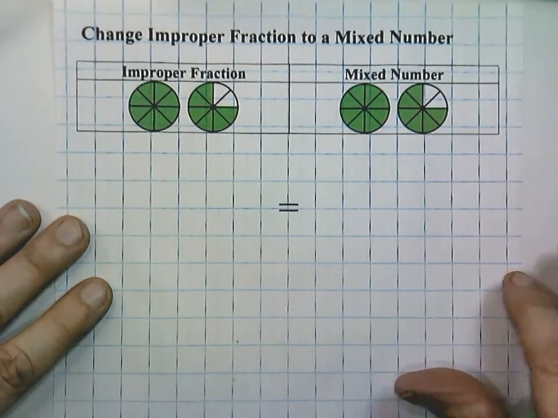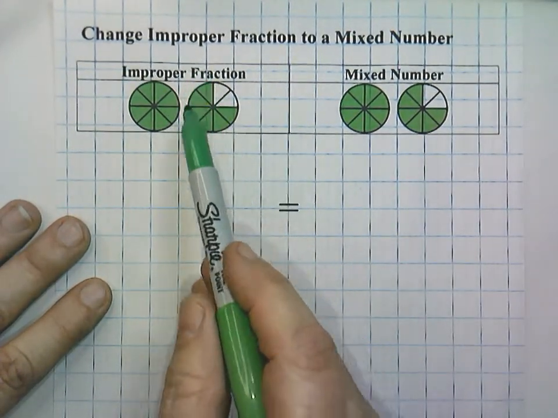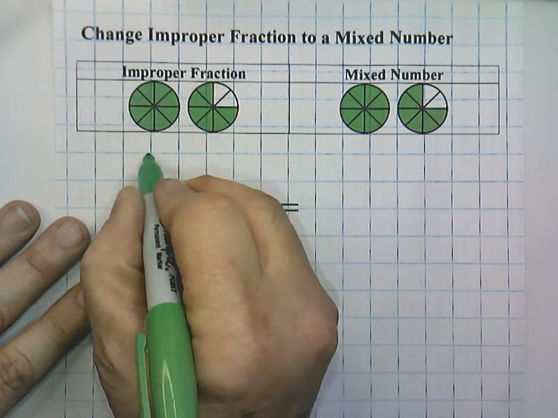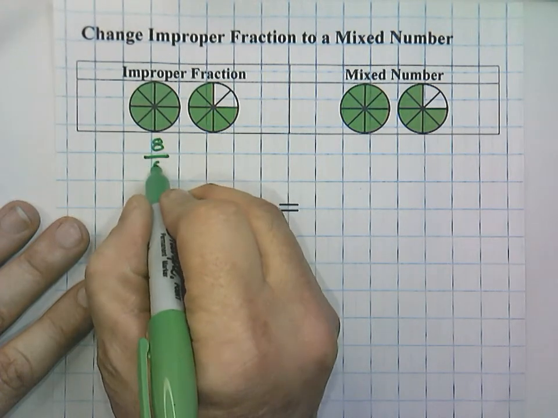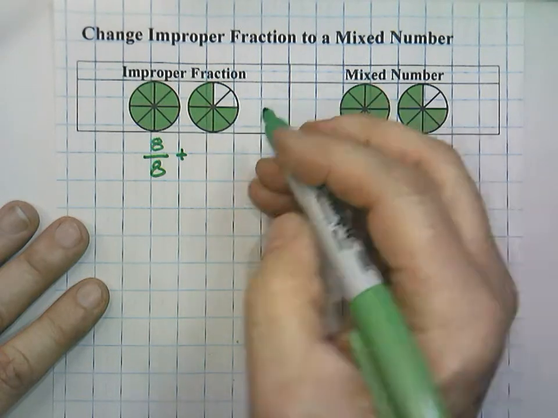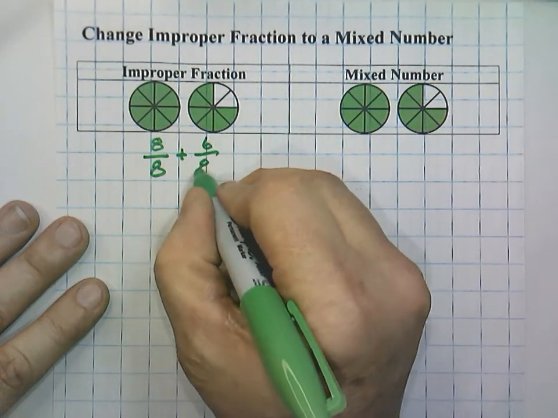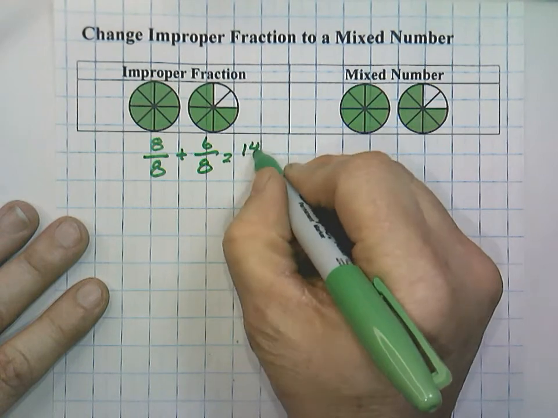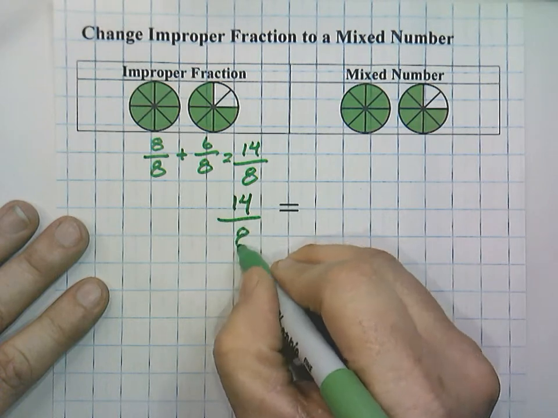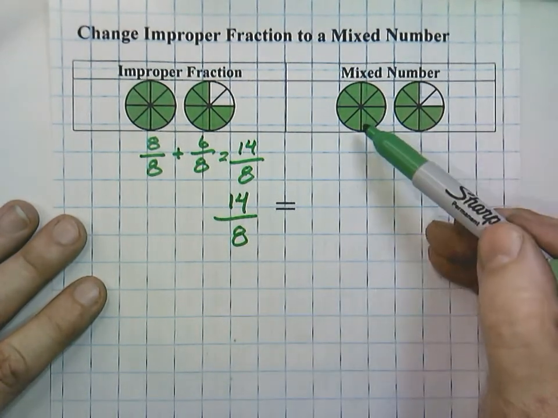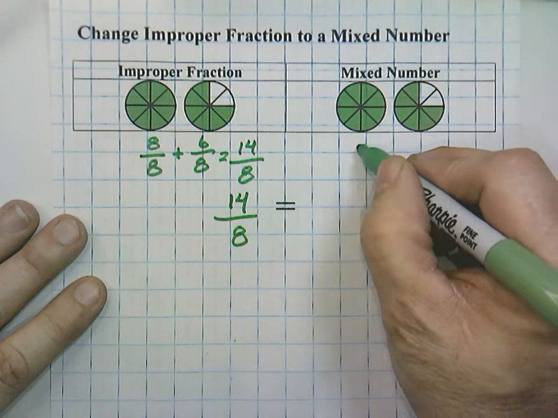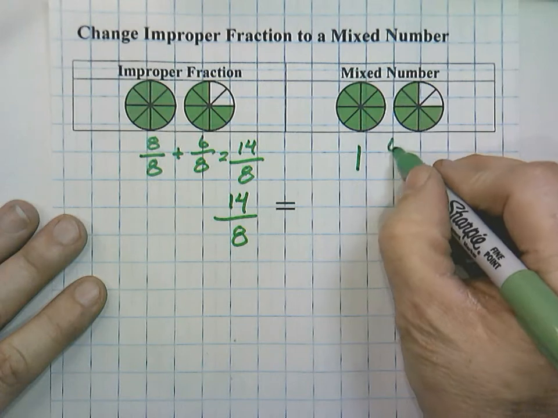Let's try another one. Our improper fraction here would be, this would be 1, 2, 3, 4, 5, 6, 7, 8. So this is 8/8 plus 1, 2, 3, 4, 5, 6/8, which would equal a total of 14/8, which I'm going to put right here. So this is our improper fraction. Notice this model is exactly the same, but we're going to show this as a mixed number. That's our 1 whole, and then this would be our 6/8.